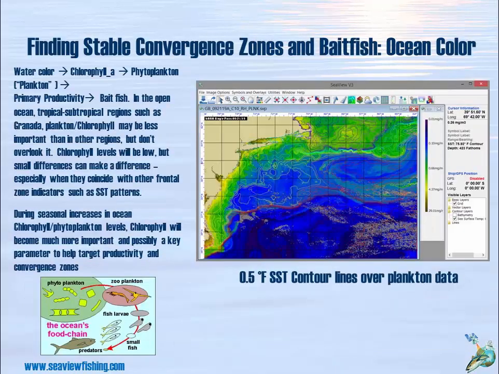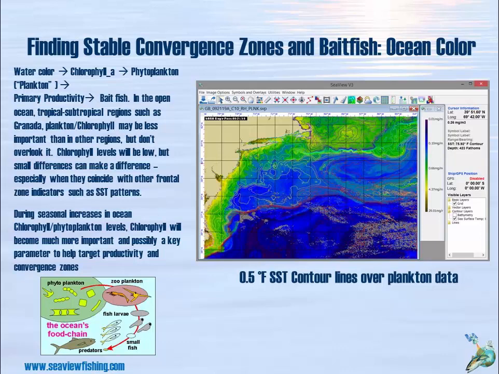The next data type to include in your fishing strategy is the ocean chlorophyll level data. These images show the level of chlorophyll, which is the green pigment in ocean phytoplankton, or plant plankton. That is why in SeaView we simply call these data plankton. You can use the names chlorophyll imagery and plankton imagery interchangeably in the case of SeaView.